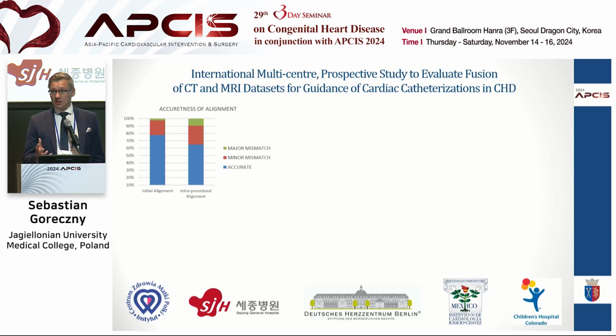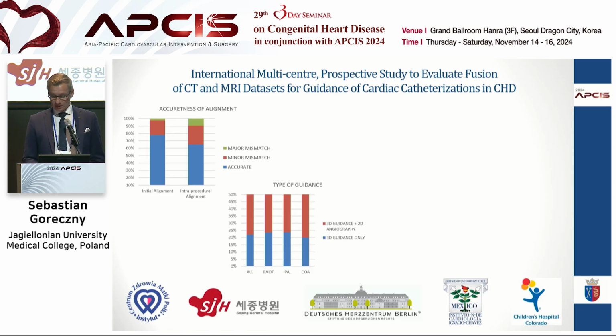First of all, the alignment of the 3D roadmap with two-dimensional fluoroscopy, which I told you was crucial for that type of imaging. You can see that it was either accurate or there was minor mismatch in the majority of patients at the beginning of the study. And when we introduced our stiff equipment, proper alignment was in 90% of cases. So still in 9 out of 10 cases, even if you go with a hardwire, you can have accurate alignment.